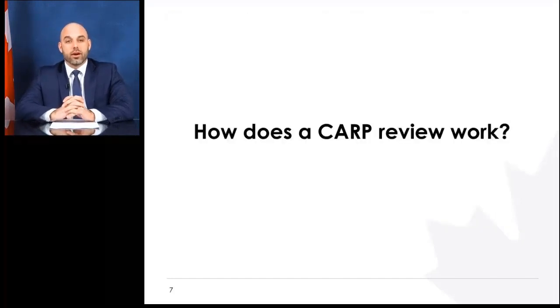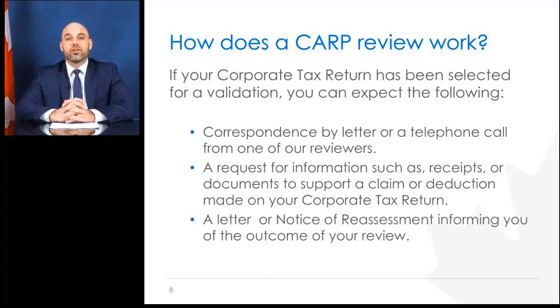How does a CARP review work? If your corporate tax return has been selected for a validation, you can expect the following steps to occur. You will receive a letter or a phone call from one of our reviewers based in Surrey, British Columbia, or St. John's, Newfoundland and Labrador. CRA employees who call your business may ask for your business account number and other information to verify your identity. A CRA employee will never ask you for immediate payments by e-transfer, PayPal, Interac, or others, and will never use aggressive language.